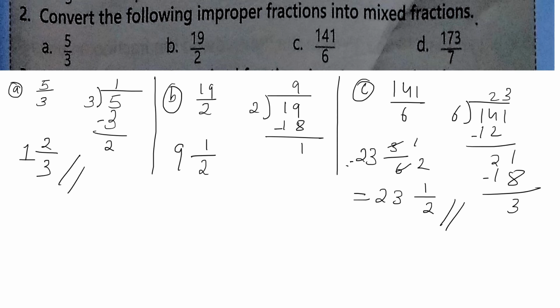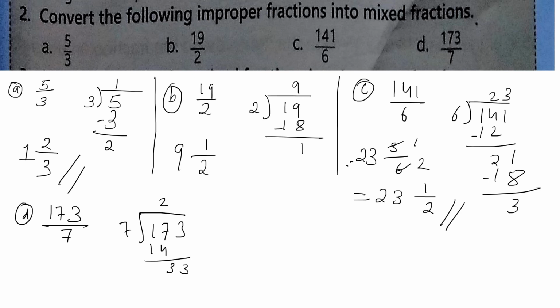Now number D, 173 divided by 7. So let's divide it first. 173 divided by 7. 7 2s are 14, 3. 7 4s are 28, so here 5. Now 24 whole 5 by 7. We cannot reduce this. So this is the solution of the given question.